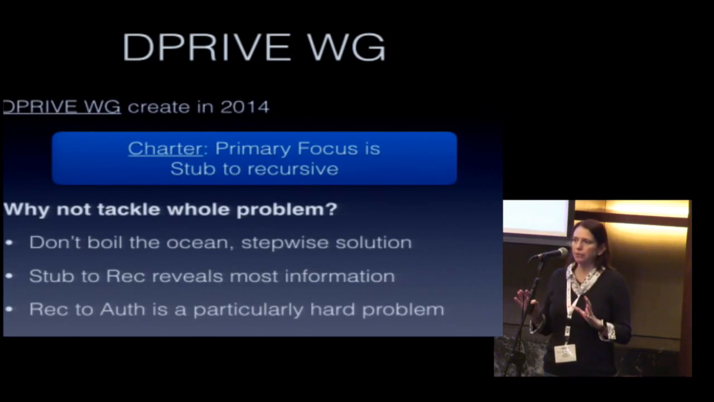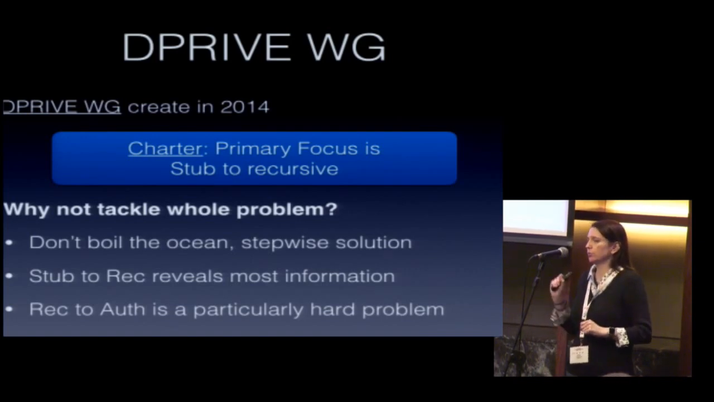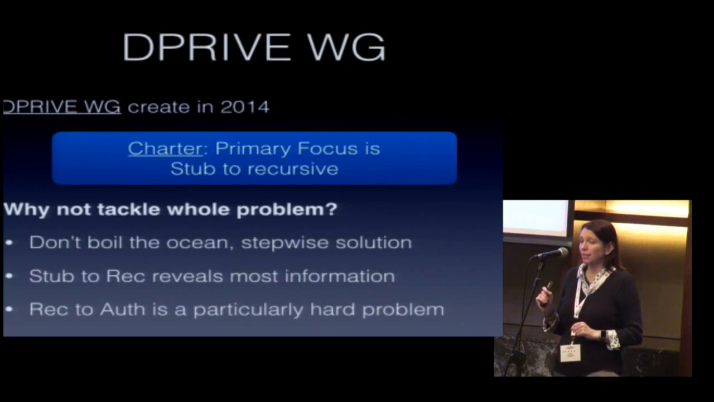And there are various reasons for this. Two I'll summarize are, one, the stub to recursive stage leaks the most information. So if you can tackle that, you're going a long way towards helping end users. Secondly, the recursive to authoritative stage is quite challenging when you come to think about how you're going to do authentication of connections in that environment.